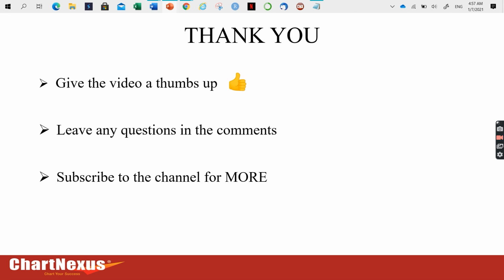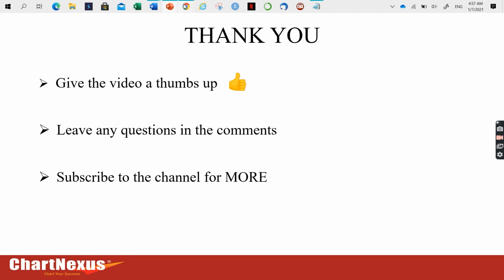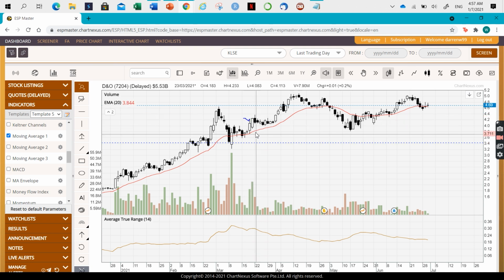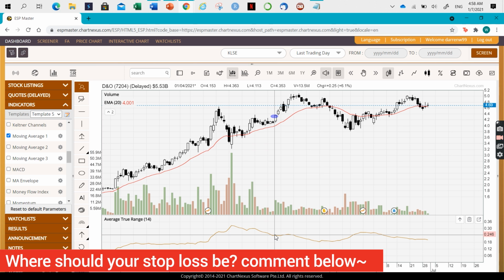But right before I let you go, I want to give you guys a test just to see if you understand. So we're going to go back to the chart that I talked about and just remove all this mess. And I want you guys to tell me, given that this candle's low is 4.113 and the ATR is 24 cents at this given moment, where should your stop loss be? Where should your trailing stop loss be? Alright, so let me know in the comments down below, and we'll see if you're right.